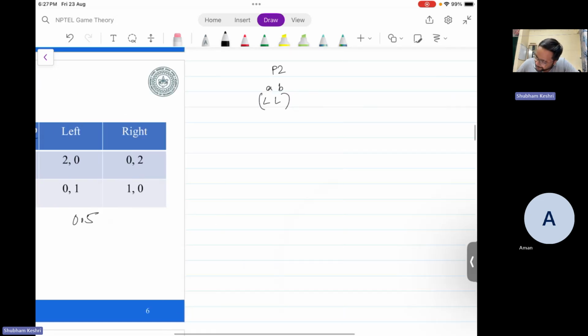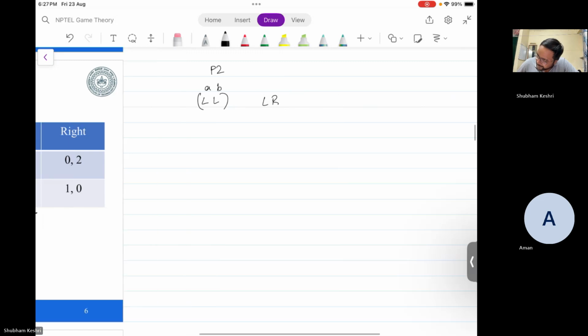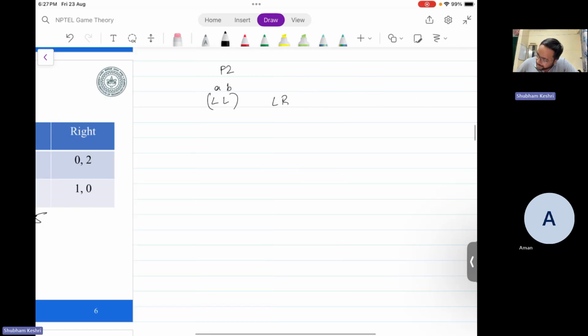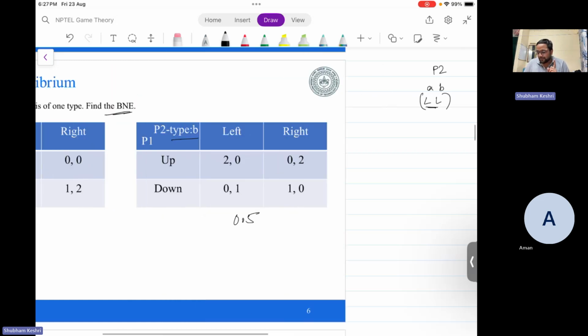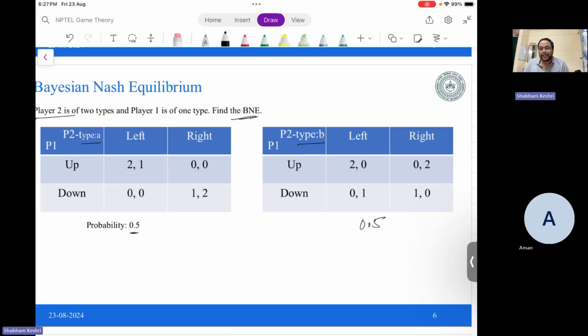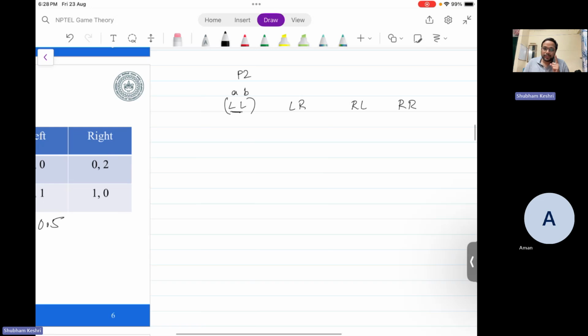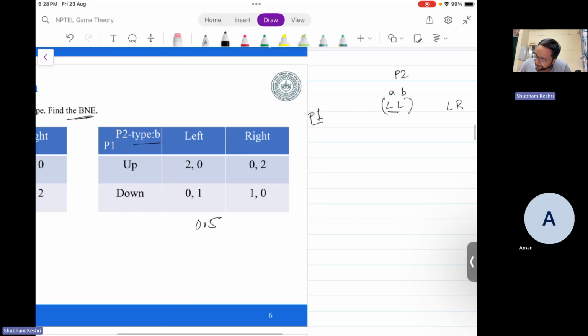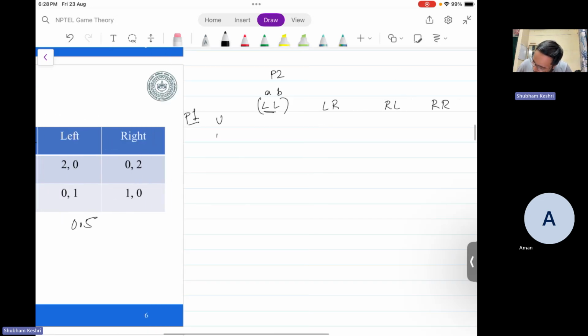So LL, LR, RL, RR. So what does this mean? It says that player 2 type A is playing left and player 2 type B is also playing left. Similarly, player 2 type A is playing left and player 2 type B is playing right, and so on. And for player 1, there are only two strategies, which is up and down.